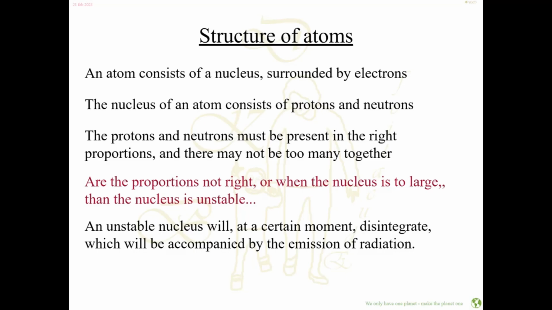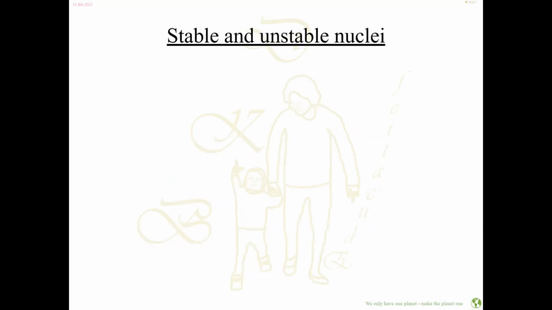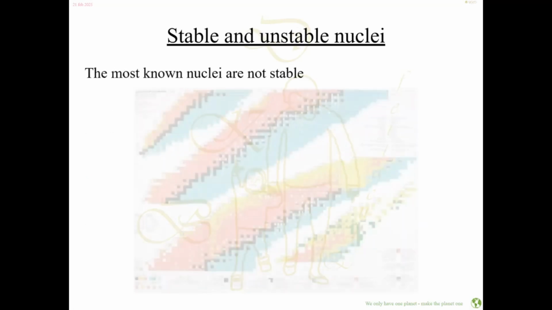Now, that whole process of a nucleus being unstable, decaying or disintegrating, and emitting radiation, that's called radioactivity. This whole phenomenon is called radioactivity. You probably heard about it. Are there many radioactive atoms? Are there many unstable atomic nuclei? Yes, there are. Let's look at this.